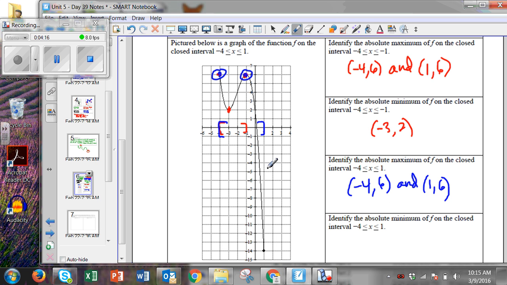And now what's our absolute minimum? Hey, that's going to be way down here. And again, absolute minimum doesn't have to increase and decrease. So that's 1, negative 14. Okay, let's take a look at the next page.